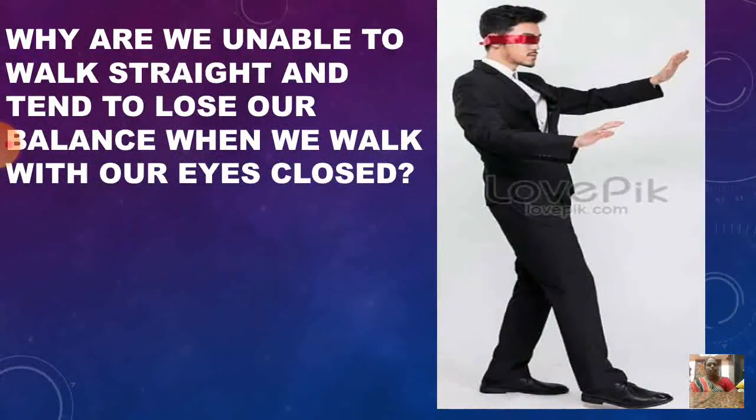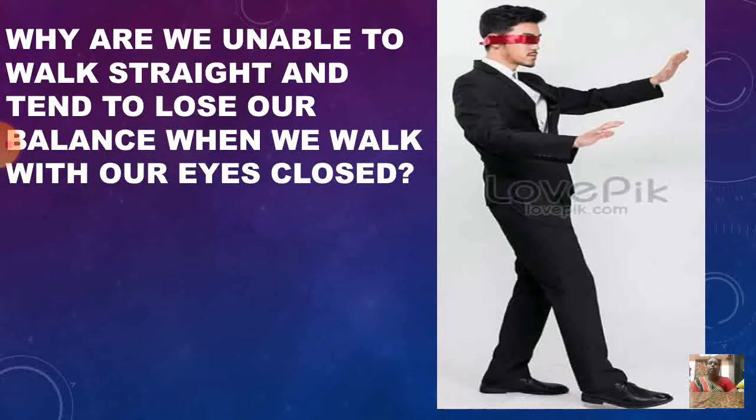Before going to start the lesson, I wish to give some general information. Look at the picture, children. Today we are going to learn why we are unable to walk straight and tend to lose our balance when we walk with our eyes closed. Children, when one wants to walk in a straight line, the brain takes a visual reference point and uses this reference point to maintain the movement in a straight line.